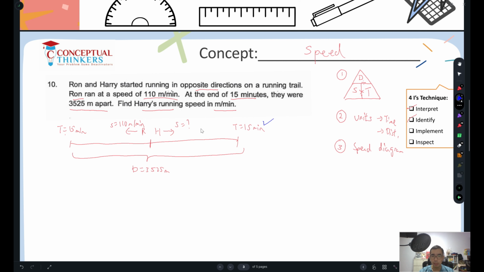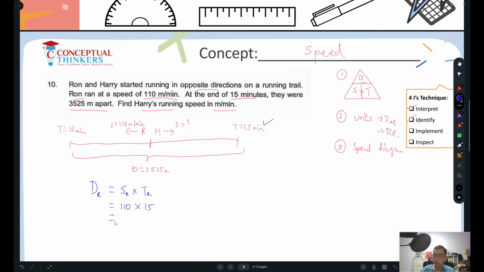So the answer is yes, we need to use other information that was given to us to find the distance covered by Harry. Okay, so now if I look at Ron, am I able to find the distance covered by Ron? The answer is yes. So I put dr to represent the distance covered by Ron. According to the formula to get distance, I need to cover d, so it will be speed times time, right? So speed of Ron times time of Ron. Speed here is 110, then time here is 15 minutes.